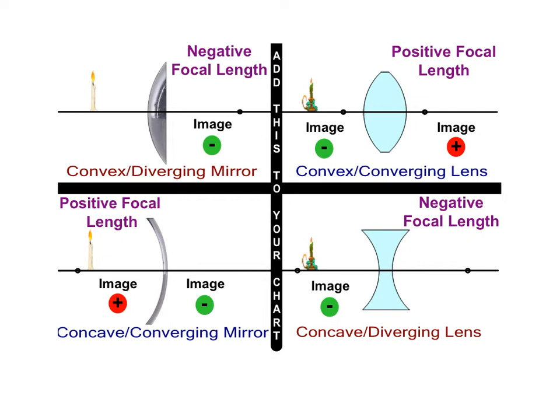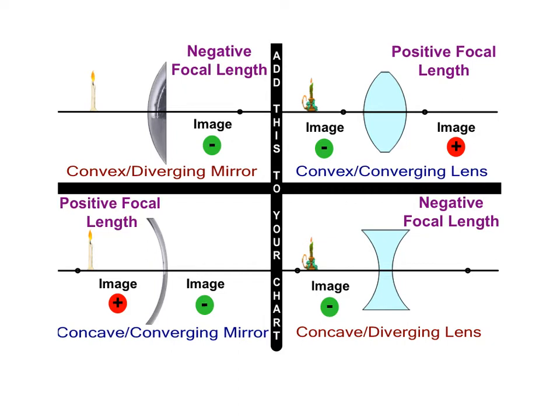In addition to the chart you wrote down, you also need to put down the sign of your image and object lengths. The first thing we're going to talk about is image lengths. The left-hand side of this chart is your mirrors, which you have seen before. With our diverging mirror, remember, it makes a virtual image, which we always call negative. With a concave mirror, remember, it can make a real or virtual image.